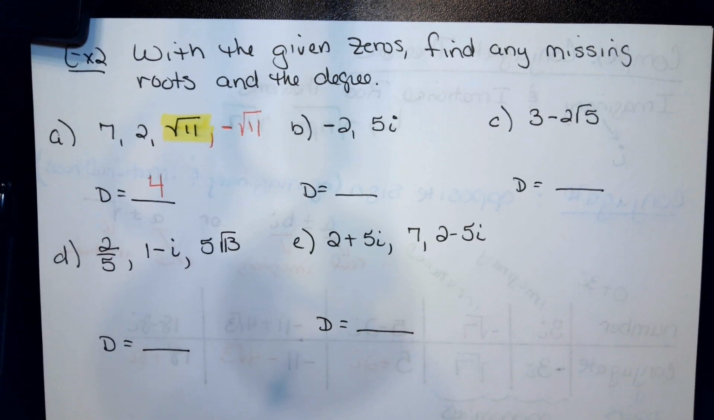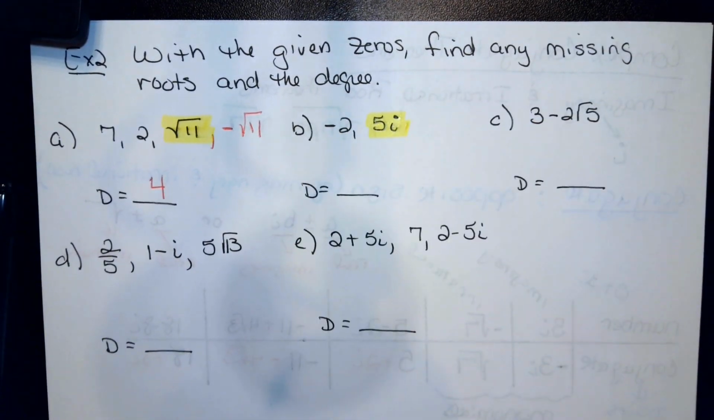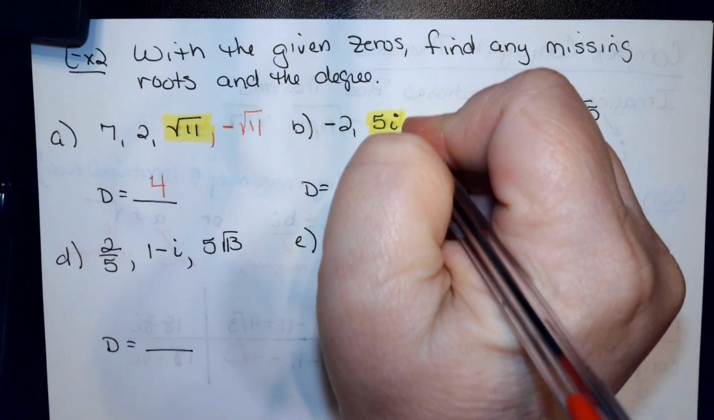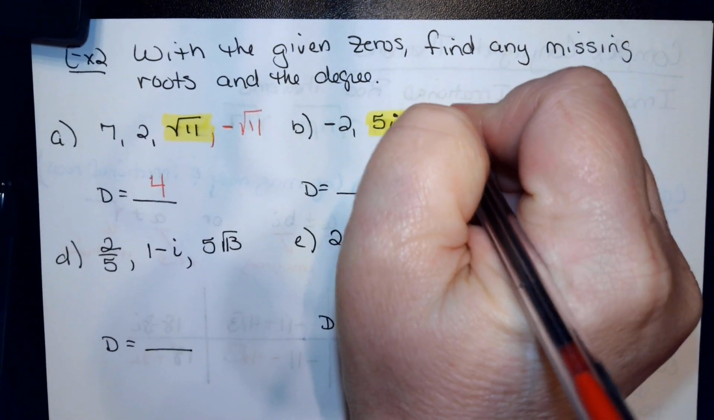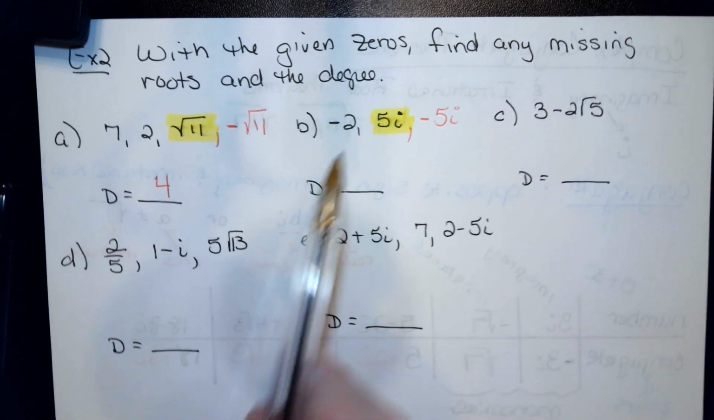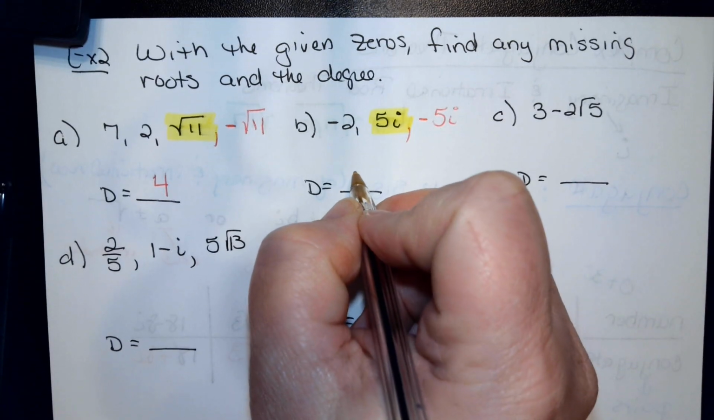All right, for B, do we see any imaginary or irrational solutions? Well, yes, we do. We've got a positive 5i. So if we've got a positive 5i, then we also have a negative 5i, its conjugate. So how many roots do we actually have here? 1, 2, 3. We have 3 solutions.